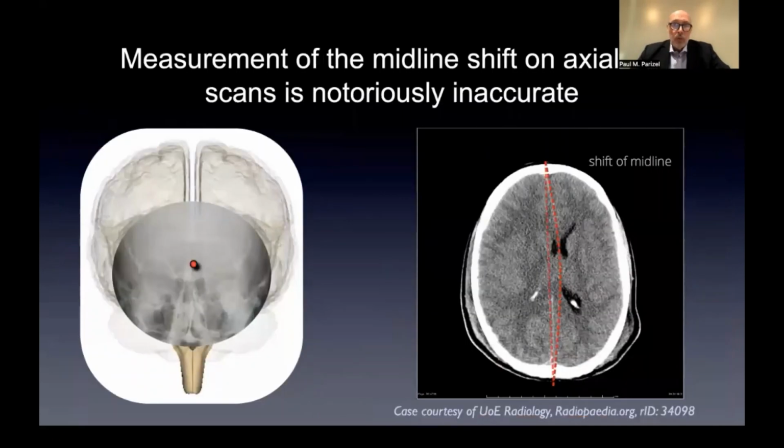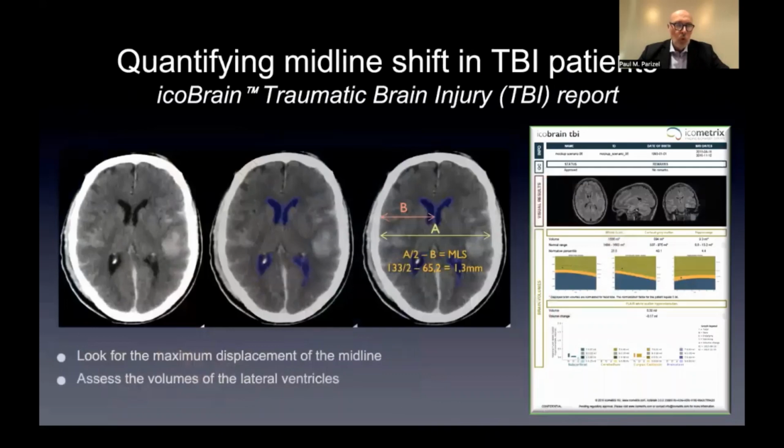Another example of applying these quantitative techniques is to assess midline shift on axial scans, which is notoriously inaccurate. If you give the same data set and you ask 5 radiologists to measure the midline shift, you are likely to get 7 different opinions because they will measure this on different images, on coronal images or whatever. There's software available for this that we were using in Europe, which is called the Traumatic Brain Injury Report, which gives you a very accurate representation of the midline shift.